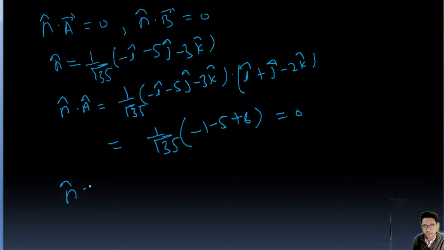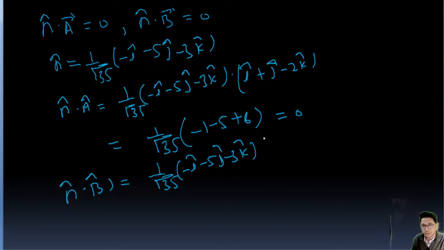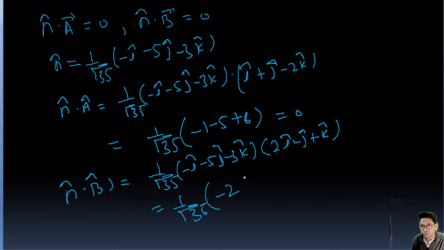Similarly, we'll find n cap dot b vector. This is going to be 1 upon root 35 into minus I cap minus 5 j cap minus 3 k cap. We are solving this by option. We have taken option D as the unit vector. And what is the vector b? 2 I cap minus j cap plus k cap. So this is going to be 1 upon root 35 into minus 2 plus 5 minus 3. Okay, so this is also going to be 0.